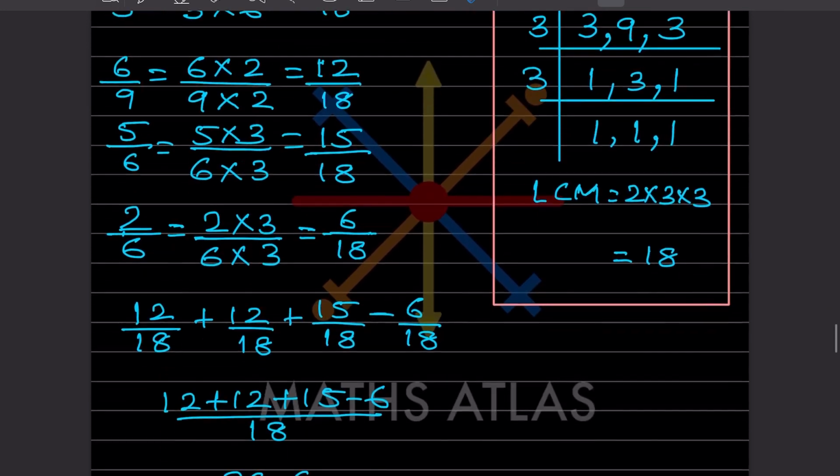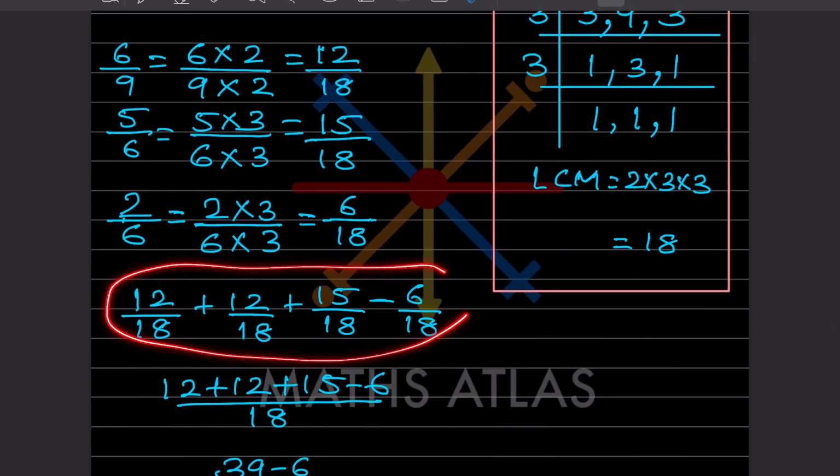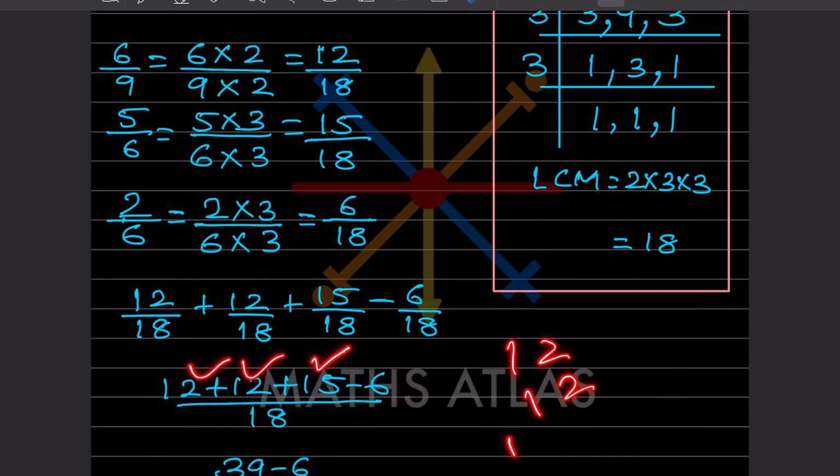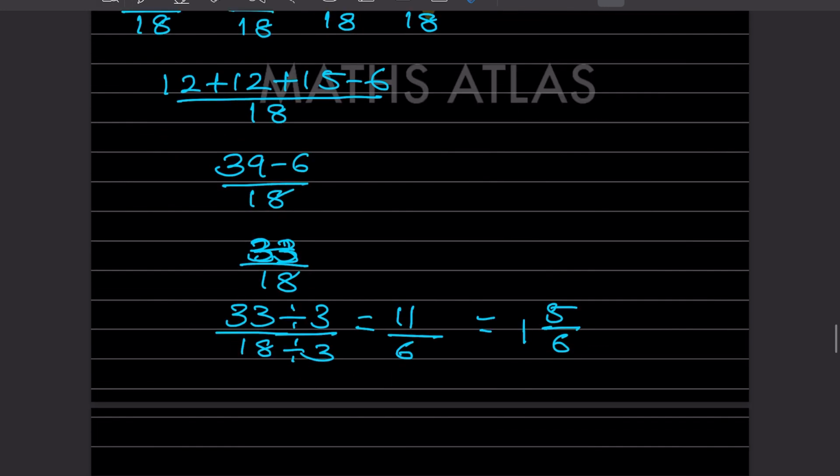Take the LCM. Okay, now let me explain this step. See here. This is 12. So these are all 3 additions, so you can take it together. 12, 12, 15. So this is going to be 39. 39 minus 6. So you get the answer.